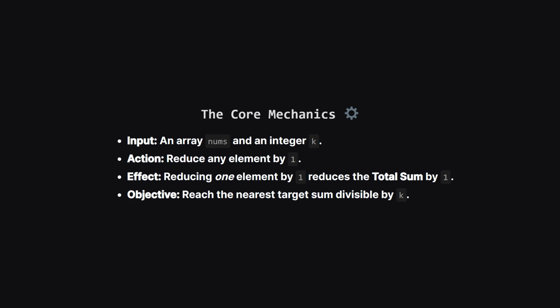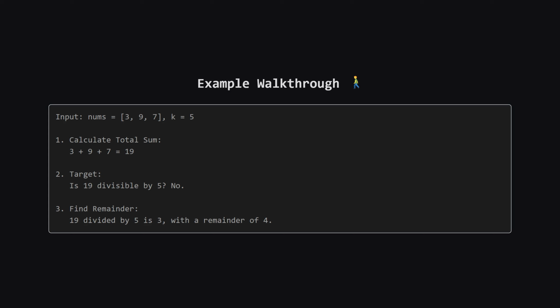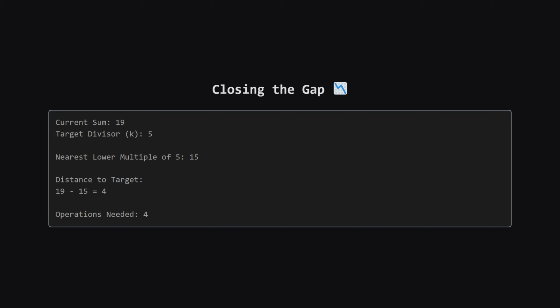Here is the problem setup. We are given a list of integers, let's call it nums, and a target integer k. Our goal is simple. We want the total sum of all the numbers in our list to be perfectly divisible by k. To achieve this, we have a specific operation we can use. We can pick any number in the list and decrease it by 1. We can do this as many times as we need. The question is, what is the minimum number of times we need to subtract 1 to make the total sum divisible by k?